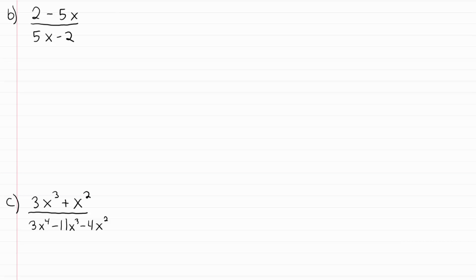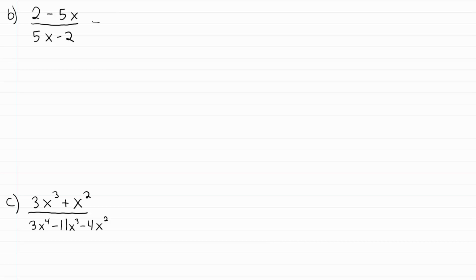Example B is sort of a special case. If you look at it, we have a situation where the 2 in the numerator here is actually positive, while down here it's negative. Then you can see that we have a negative 5x in the numerator, but a positive 5x in the denominator. So this is a very special case because basically we have the same terms in both the numerator and the denominator, but they have opposite signs.